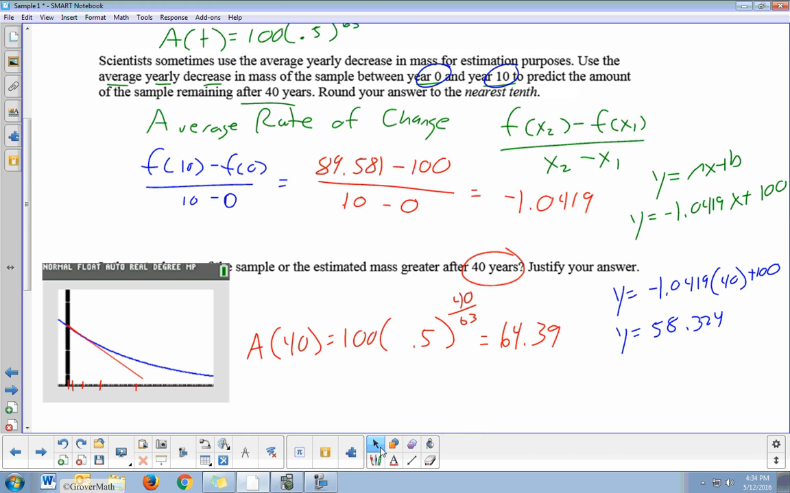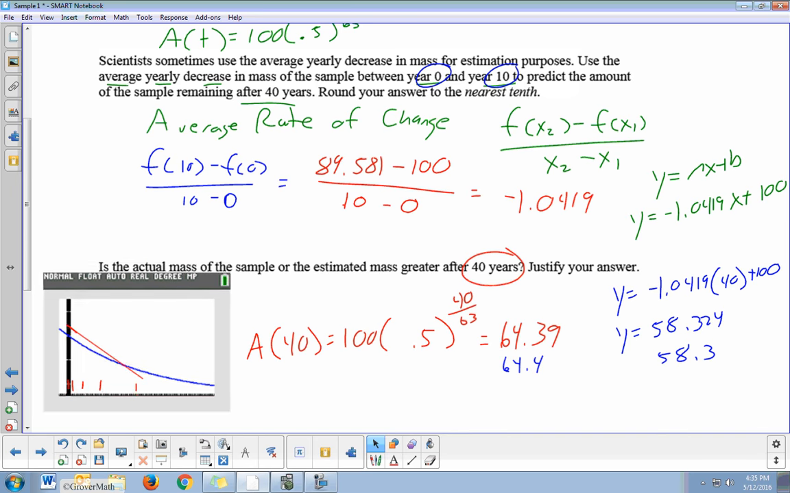I think this question said round your answer to the nearest tenth, so I should probably do that. Oh, no, that's not what they want rounded to the nearest tenth. They want this rounded to the nearest tenth. That would be 58.3, and this one is 64.4.